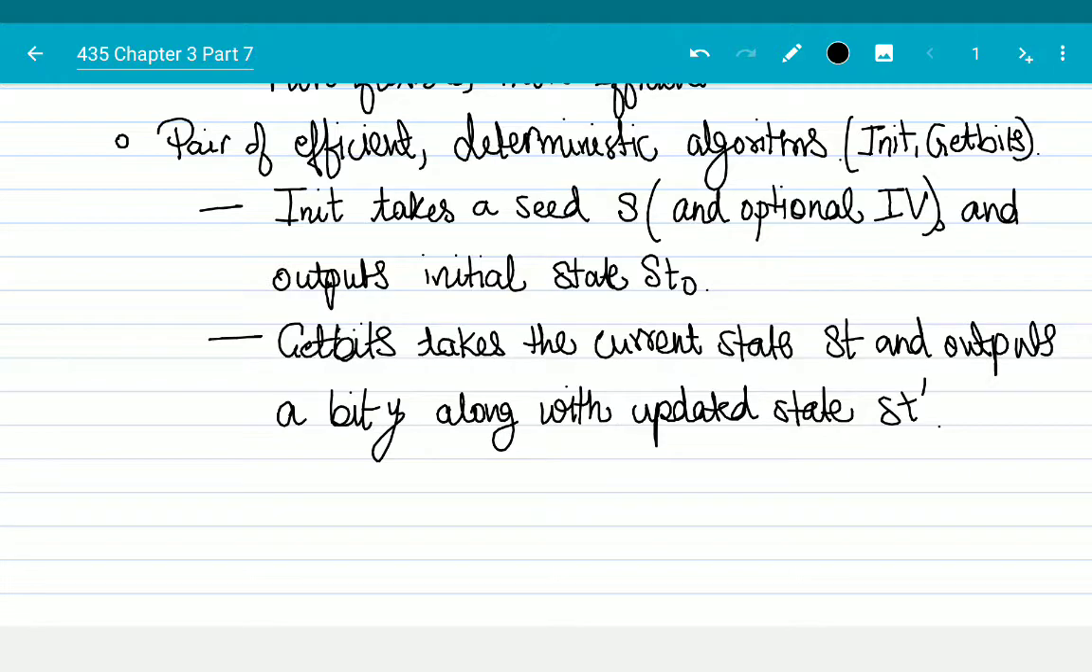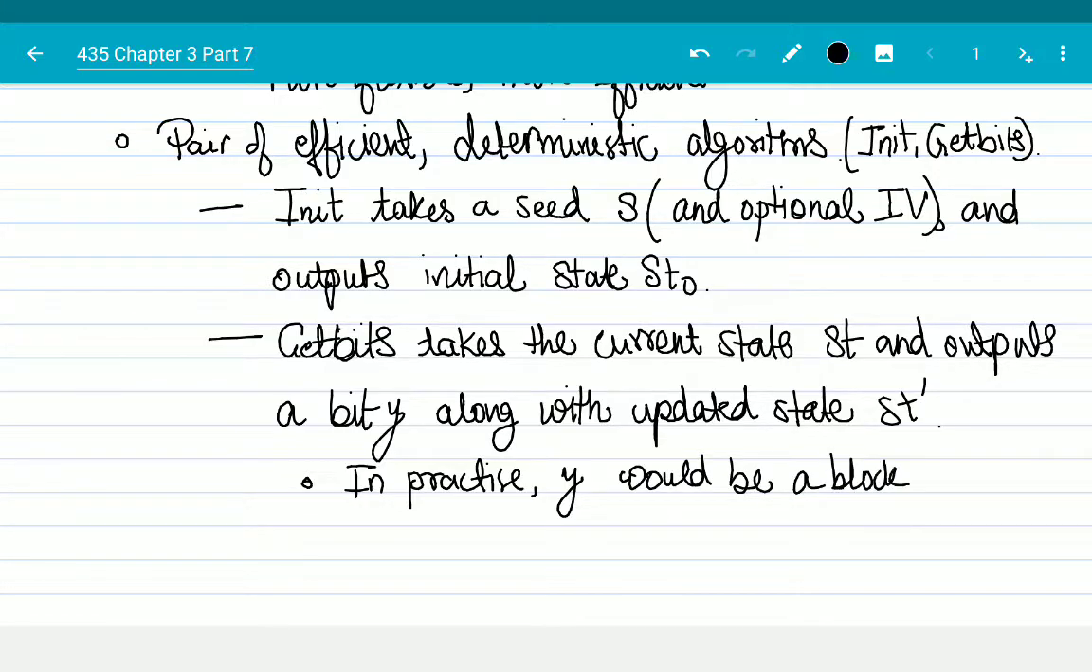Now, ideally you want it to output a bit at a time, but that's really slow in a way. And so in practice, you would generally want a block rather than a bit. Okay.